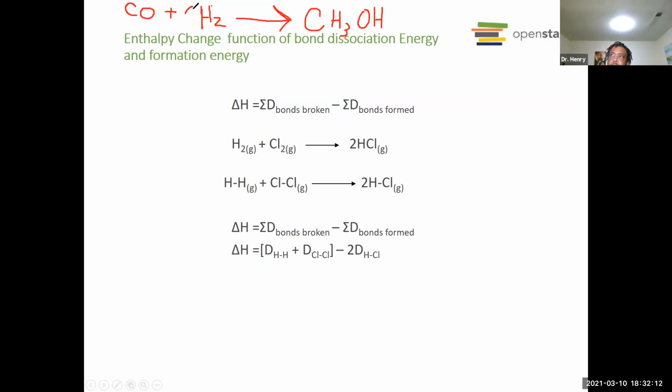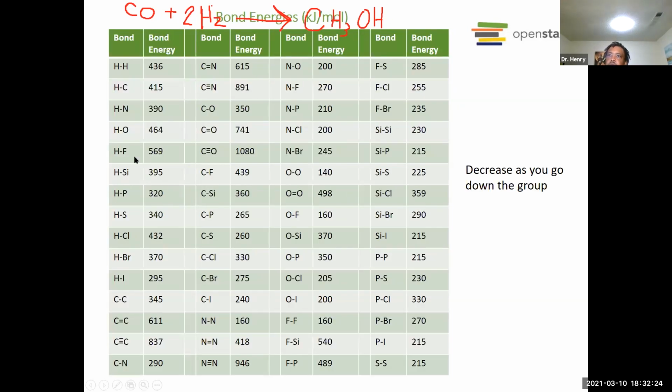Okay, so we need two of these, and then everything is balanced. Okay, let's see. We know that this one is a triple bond. If we draw the structure, that's C triple bond O. So we'll go C triple bond O.